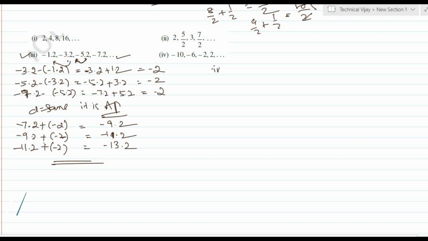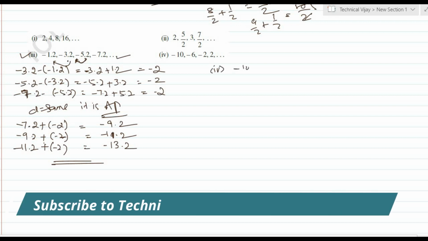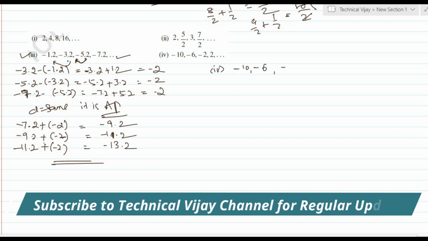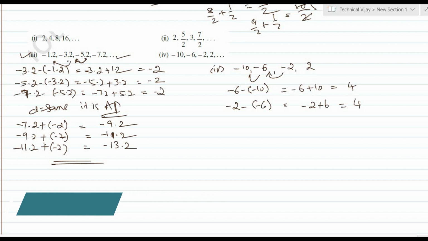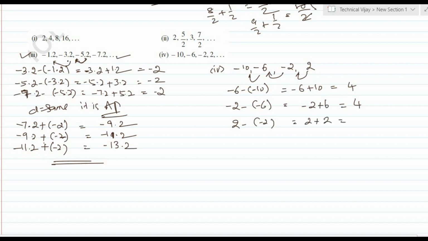So this was the fourth one: minus 10, minus 6, minus 2, 2. We have to find out this difference, minus 6 minus of minus 10, which is equal to minus 6 plus 10, which is equal to 4. So here minus 2 minus of minus 6 is equal to minus 2 plus 6, which is equal to 4. And this one, 2 minus of minus 2 is equal to 2 plus 2, which is equal to 4.